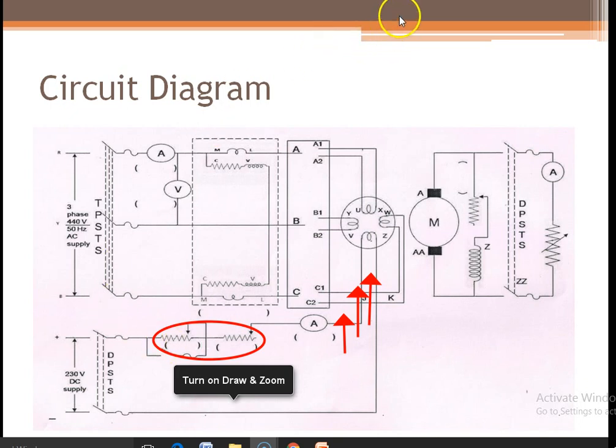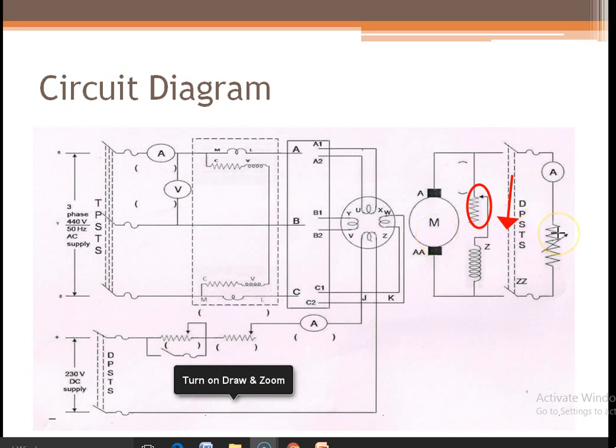After taking these readings, these readings are called the no-load readings, as this part of the circuit is not going to be considered now. So now what we are going to do is adjust this resistance in such a way that rated voltage can start building up in this motor, which is now acting as a generator. Once the rated voltage is generated, you have to close this DPSTS. That means the load is connected to the generator now.